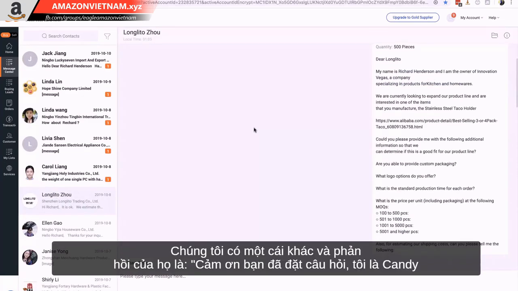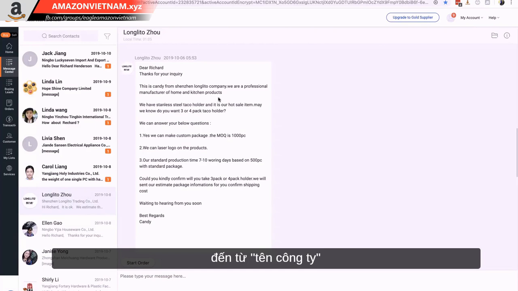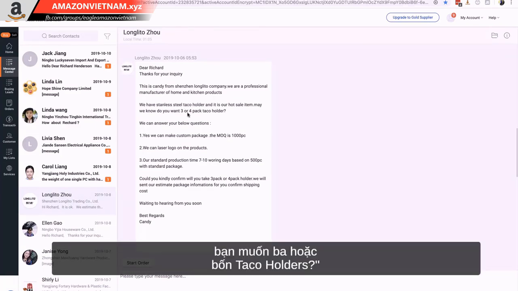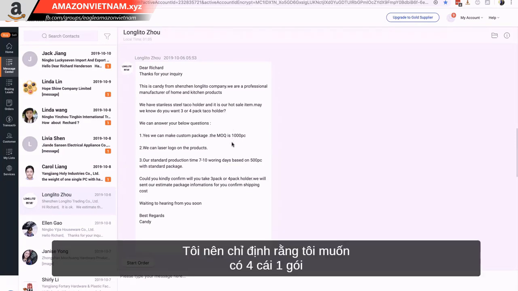So here we go. We've got another one. And their response is, "Thank you for your inquiry. This is Candy from the company name. We have stainless steel taco holder and it is a hot sale item. May we know, do you want 3 or 4 pack taco holder?" So this was my mistake. I should have specified that I wanted 4 tacos per holder.